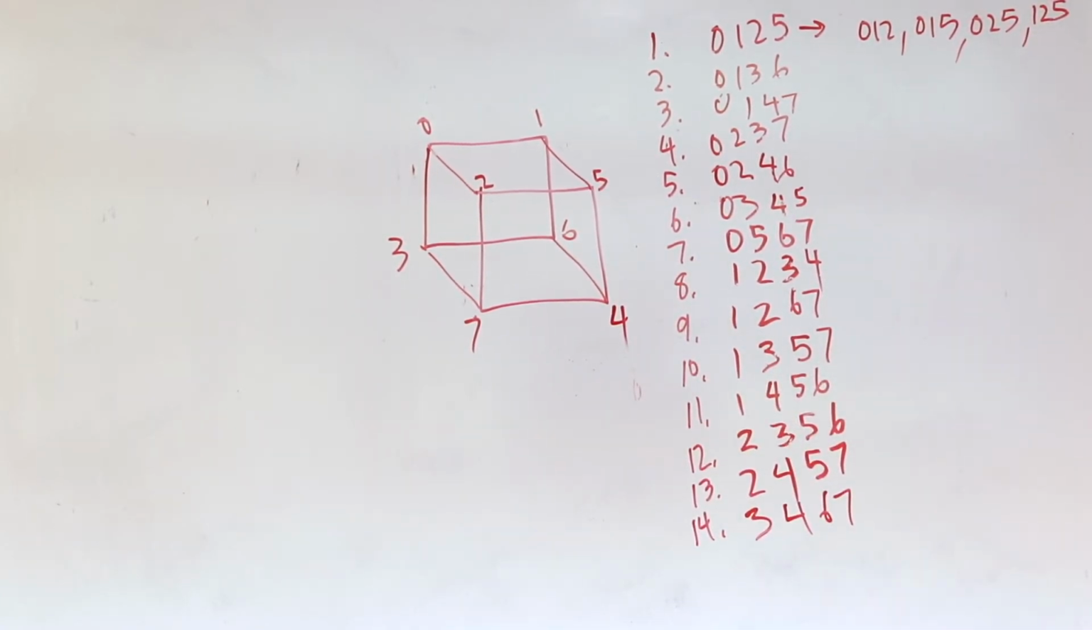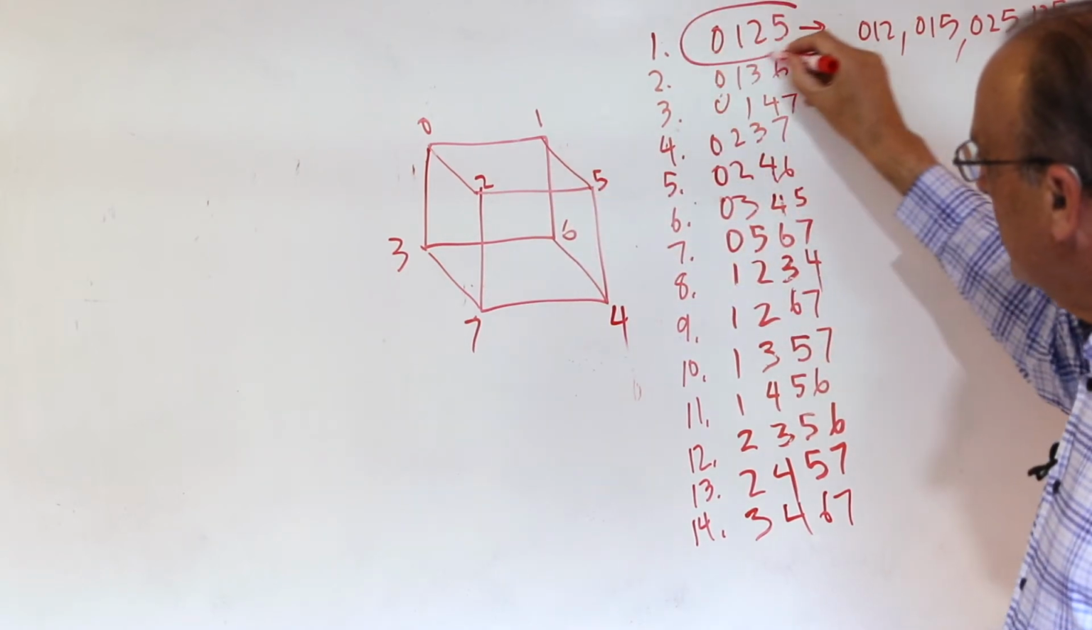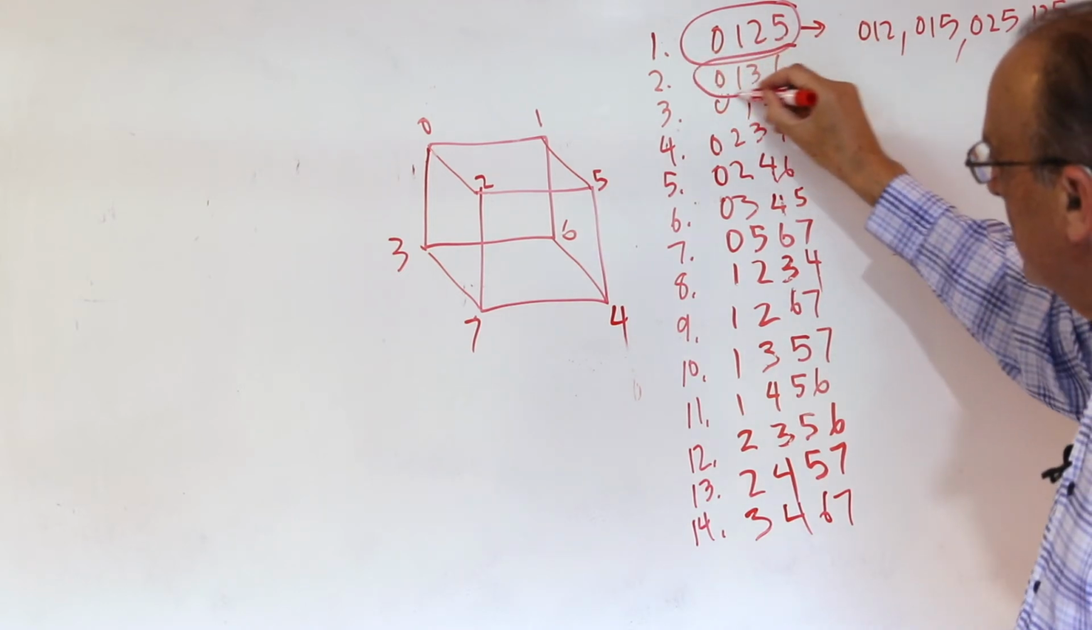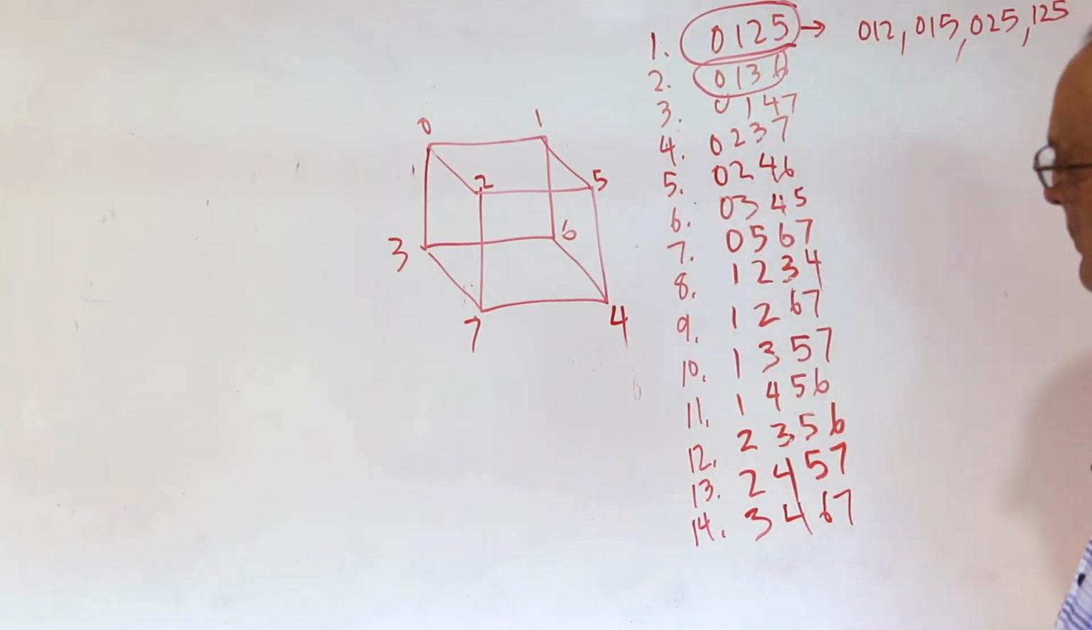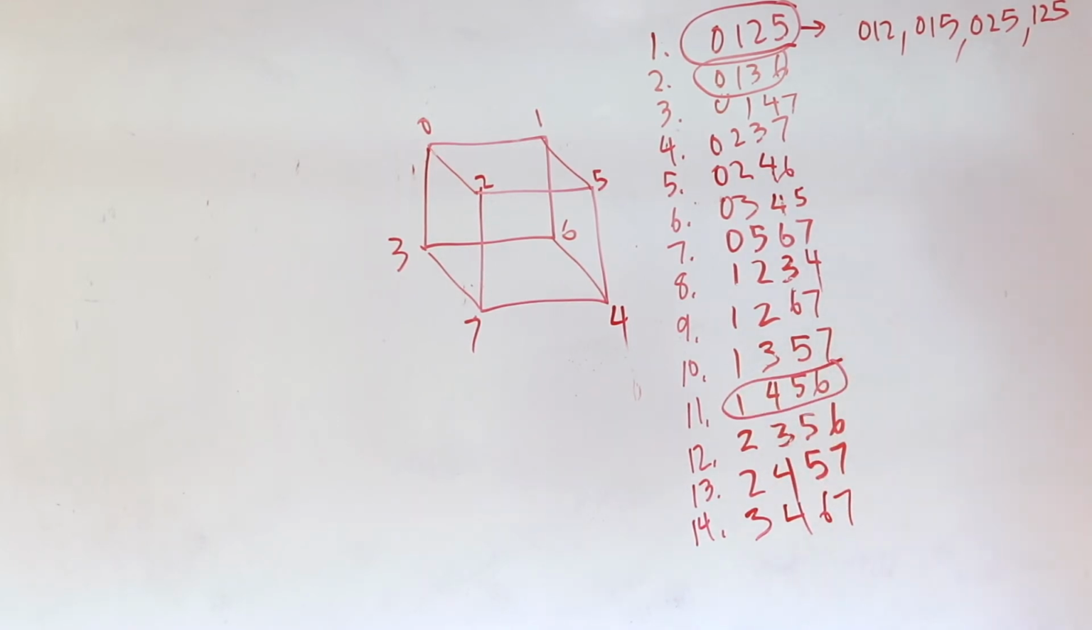So let's look at the 6 faces of the cube. We have 0, 1, 2, 5 on top. On the back, we have 0, 1, 3, 6. On the right side, we have 1, 4, 5, 6. On the left, we have 0, 2, 3, 7. And the front is 2, 4, 5, 7.